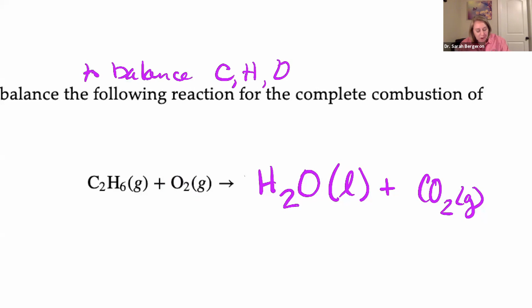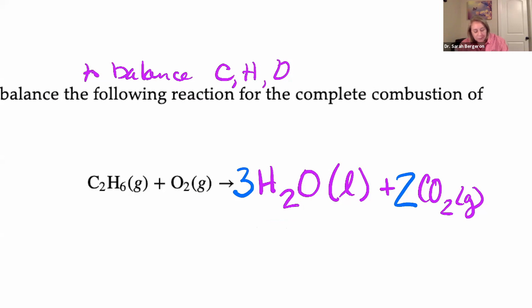So I want to look at my carbons first. This carbon has 2, this carbon has 1. So if I put a 2 here, now our carbons are balanced. Now I want to look at hydrogens. On this side, I have 6 hydrogens. On this side, I have 2 hydrogens. So how am I going to get this side up to 6? I need to multiply by 3.